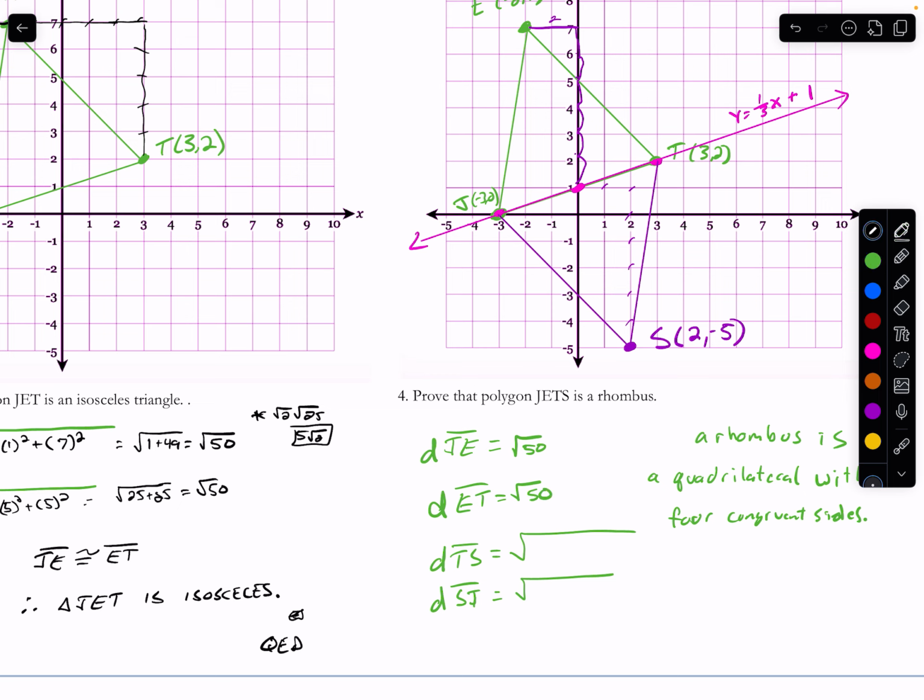So I'm going to check T to S. How do I get from T to S? Well, I'm going 1, 2, 3, 4, 5, 6, 7, left 1. Okay, so the x distance is going to be 1 squared, and then the y distance is down 7 squared. Okay, so I've got radical 1 plus 49 is radical 50 again. So we're looking like we're in good shape.